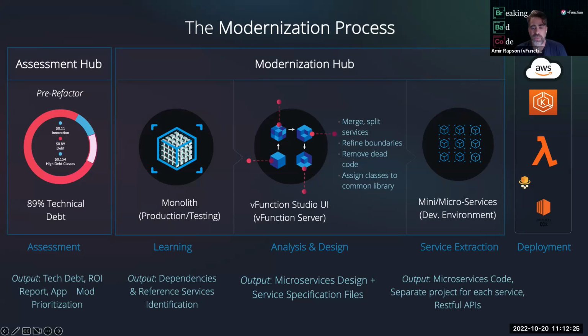Then, as part of the Modernization Hub, the architect can also interact with this interactive platform, as we described before, until they get to a point where they're happy with the architecture. Then you can extract those services, compile them, and deploy them to your cloud. I'll show you a demo of this in a second. So this is vFunction.